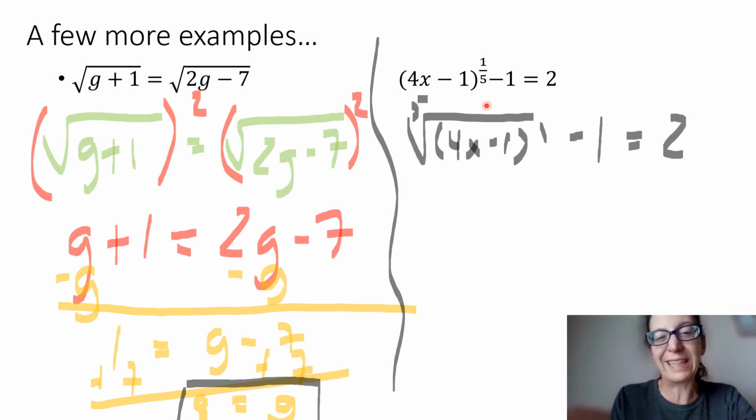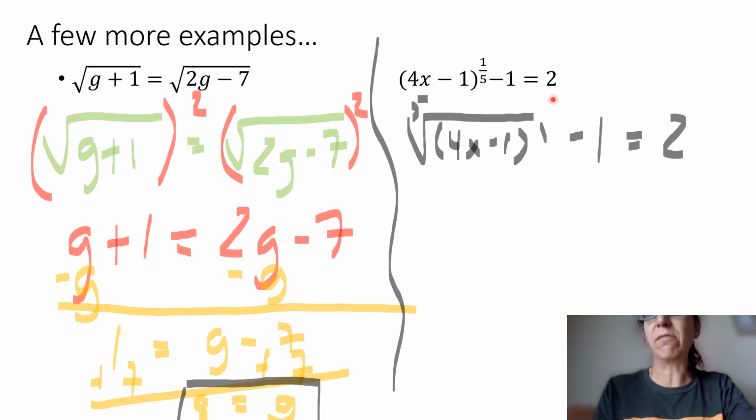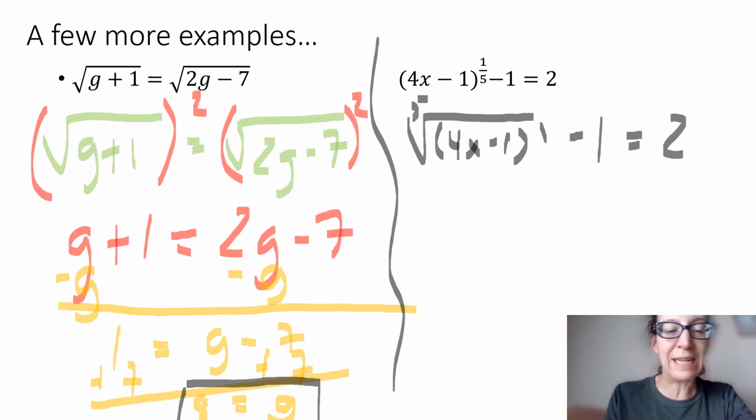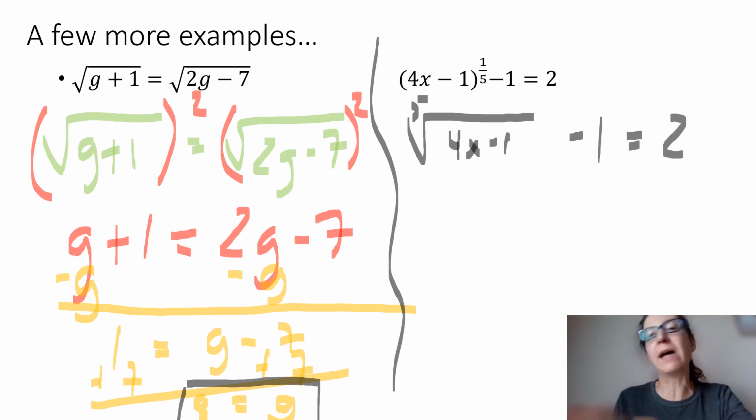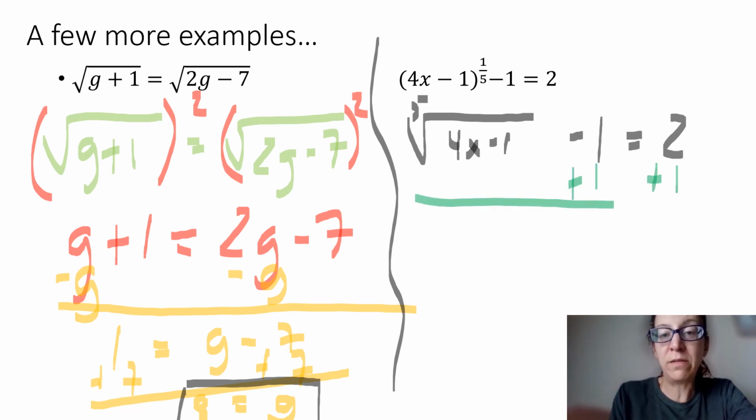So if you're having a little trouble reading that because it's a little bit messy, this is 4x minus 1. The numerator is the exponent on the 4x minus 1, and the denominator is the index on the radical. Now, I don't need to do an exponent of 1. So I'm going to erase that and the parentheses around it because I don't need them when the exponent is 1, and they're just making it cluttery. Now it looks just like other radical equations that we've solved. So we would isolate the radical by adding 1.